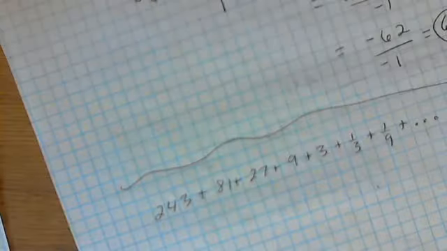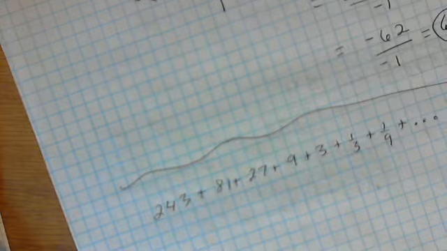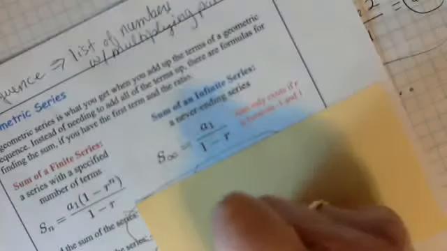So go to a separate sheet of paper and grab a note card, because we're going to be putting down the formula for the sum of an infinite series on our note card. So you've got that on your notes packet, but it's always good to rewrite it.